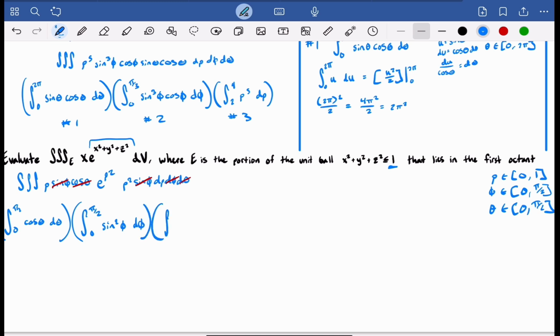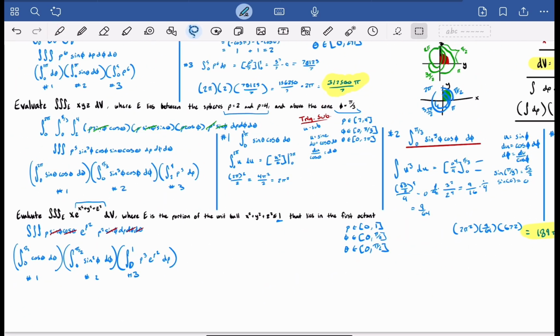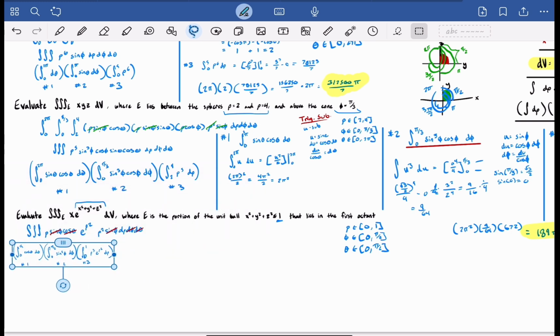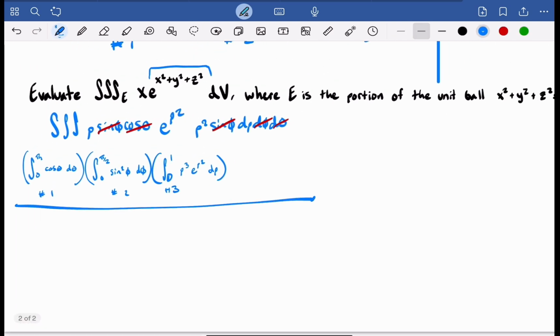Perfect. So we're going to do this. Rho we said was from 0 to 1. And we have rho cubed, e rho squared, d rho. I'm going to label these number 1, number 2, number 3. Alright, so we're going to shrink this down a little bit just for room's sake. But we have our 3 integrals here defined nicely and correctly because we made sure we got those bounds correct, corrected our errors.